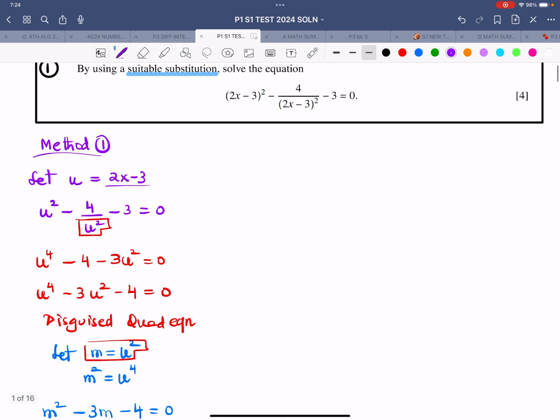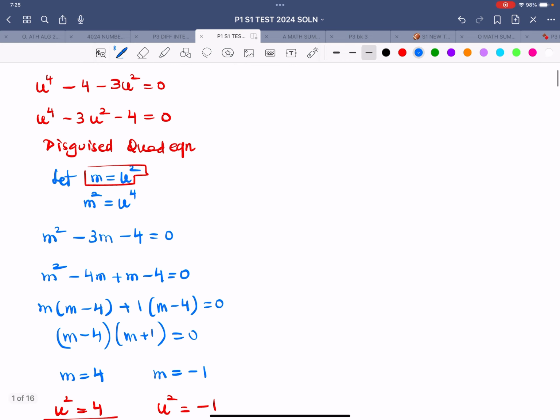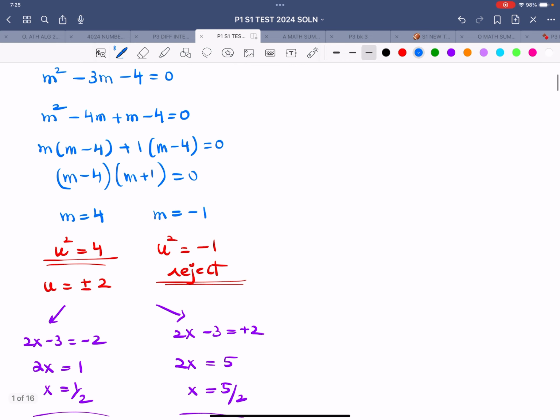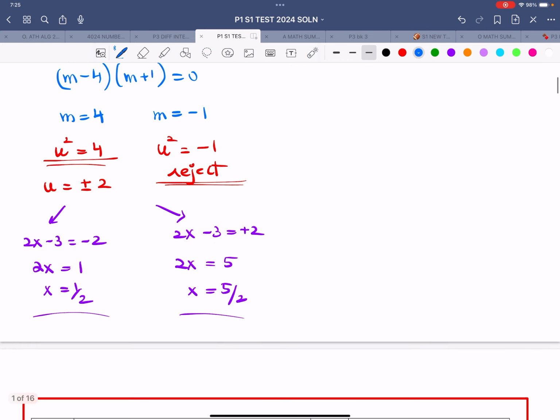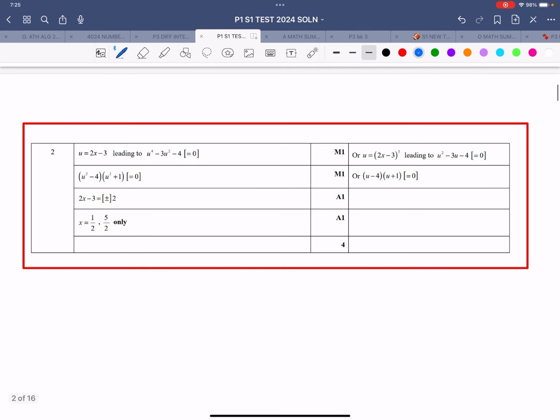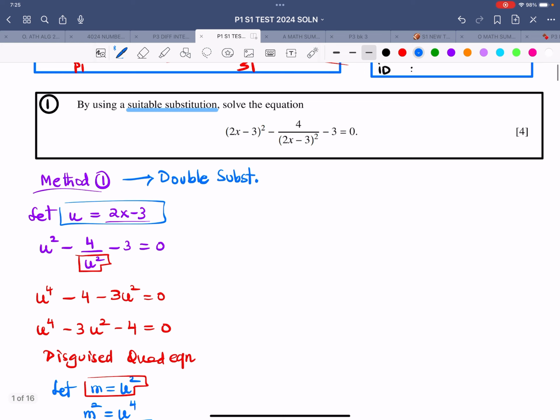But in this method, there is extra working because I'm using double substitution. That double substitution is right over here, and then the double substitution is right over here. Else it's some basic quadratics. And let's double check the answer. These are the two answers. Now I'll focus on method number 2.